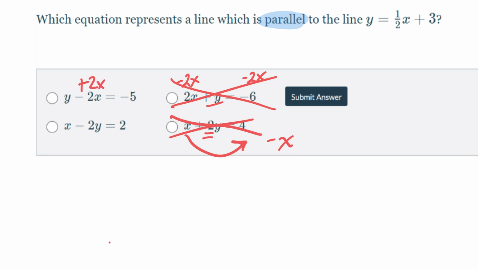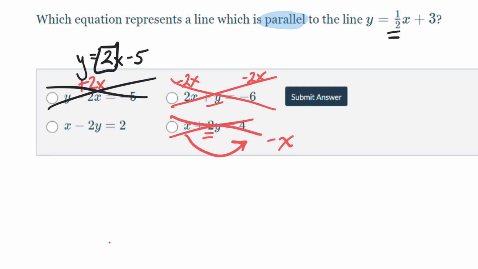I'm going to move the 2x to the other side. So I end up with y equals positive 2x minus 5. Well, this one has a slope of 2, which is not the same as this. Well, that means the last one has to be correct, but let's just make sure we didn't make any mistakes.